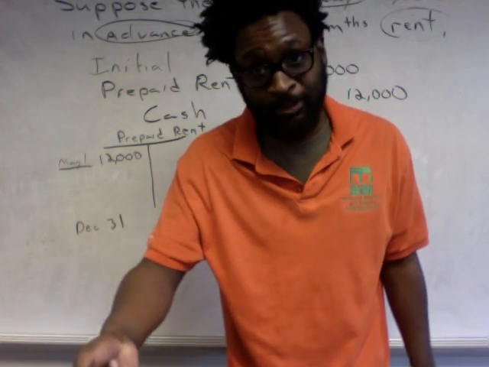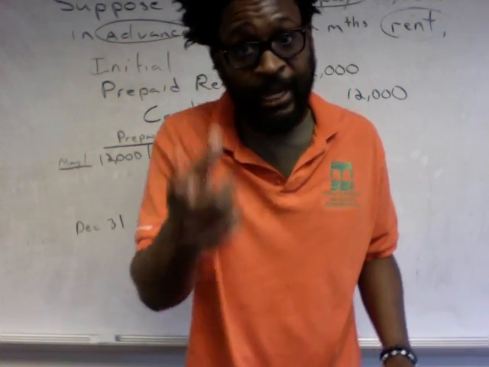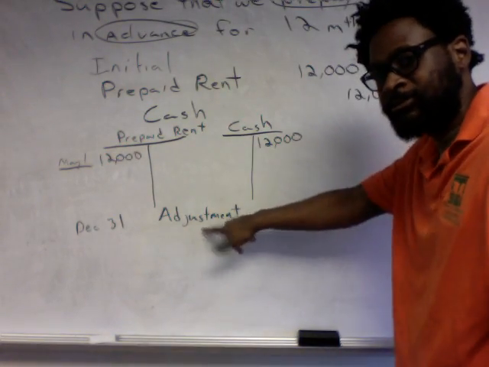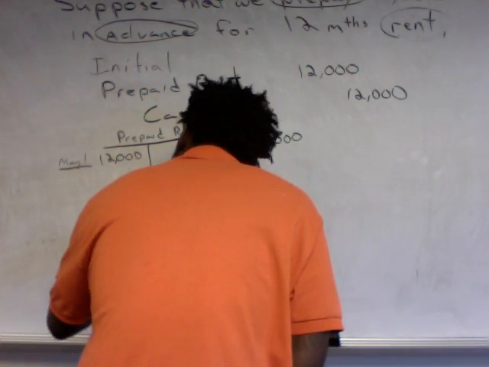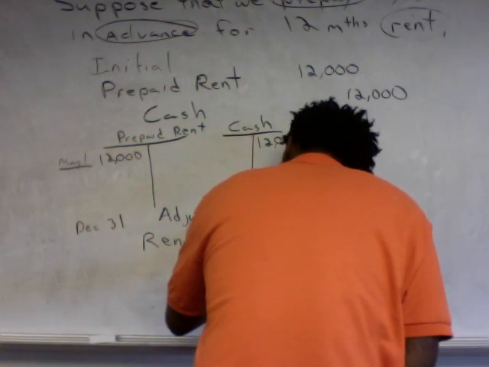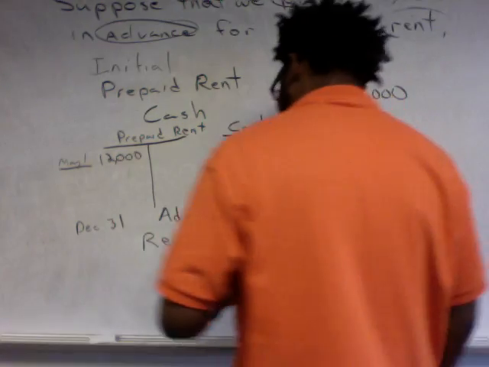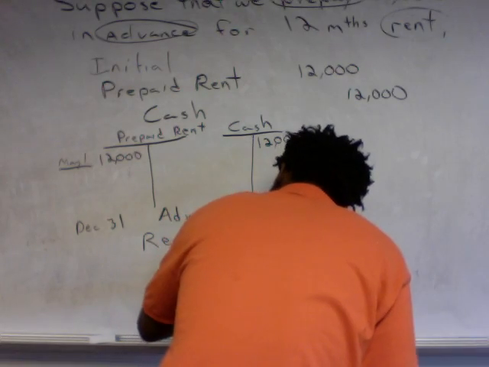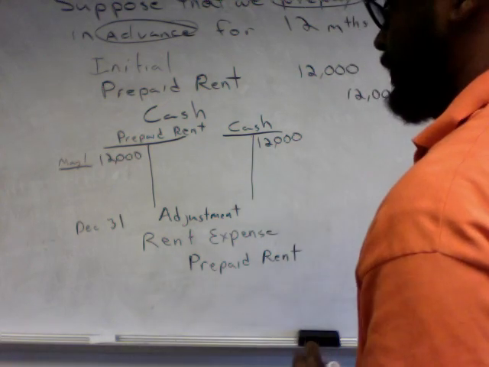And so now we have to record that expense. And when we record expenses, when we increase expenses on the books, how do you increase an expense? With a debit. Therefore, our adjusted entry for this will be a debit to what? Rent expense. And we've already said we know what we're going to credit. We have to adjust the prepaid. So we're going to credit prepaid rent.